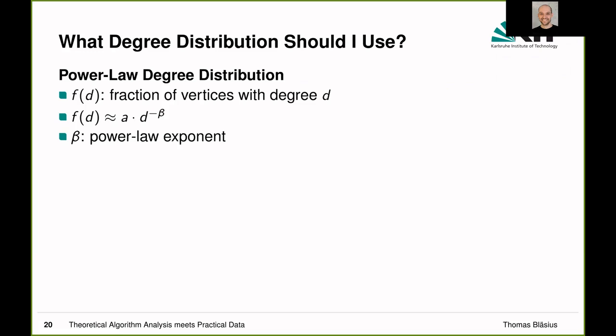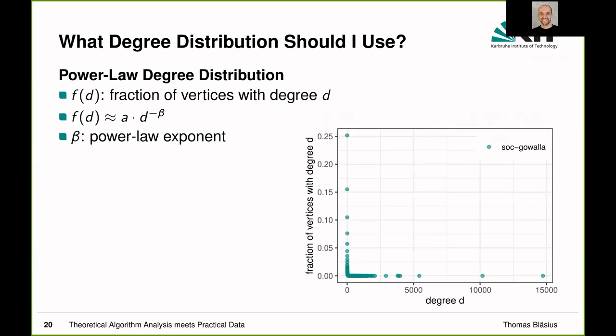It means that if you look at the fraction of vertices of a certain degree d, then this fraction should behave roughly like a constant times d to the minus beta, where beta is again a constant called the power law exponent. I'll show you some plots because I think it's much easier to understand what's going on with plots. So this is some social network, and on the x-axis I have the degree, and on the y-axis I have the fraction of vertices with this degree.